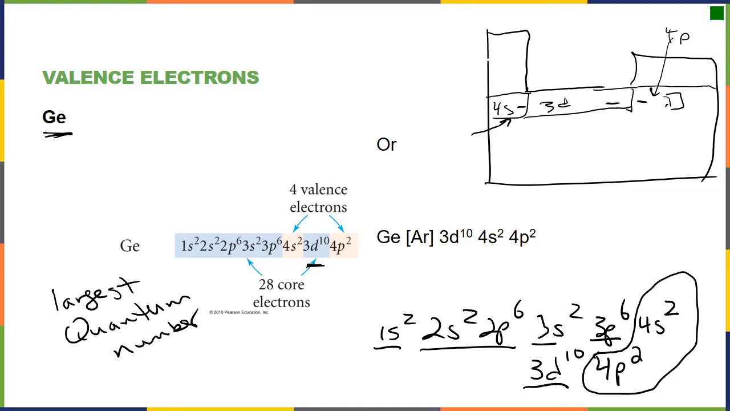And we're going to say that our germanium is going to be our noble gas core. And you say, okay, well, why can't I go right over here? It's got to be the nearest full noble gas, which is argon. After argon, we're going to have the 3d10. Why do we put it there? Because it's got the same quantum number, n equals 3. And we leave our 4s2, 4p2 on the outside. And we say that germanium has 4 valence electrons.